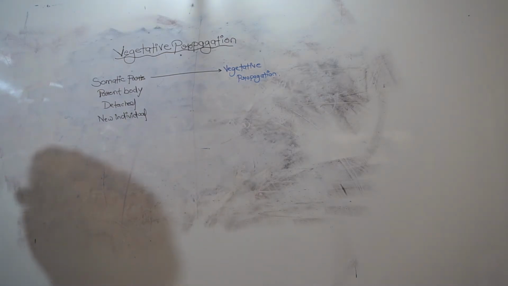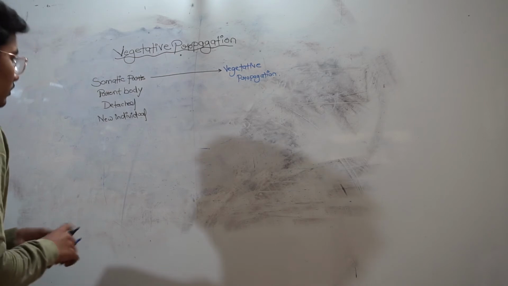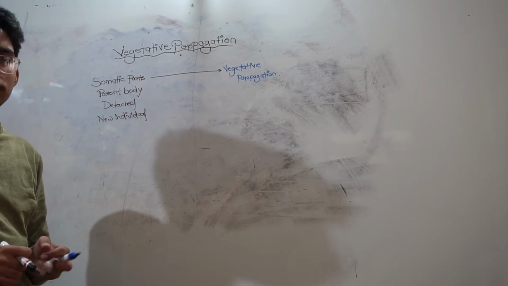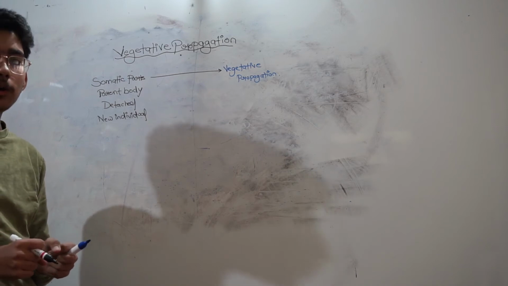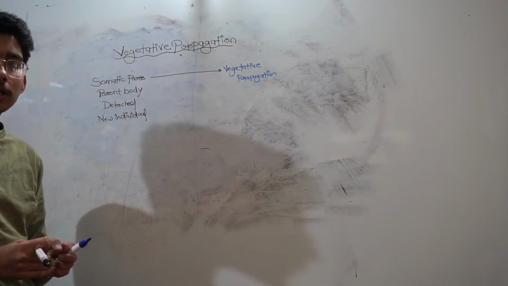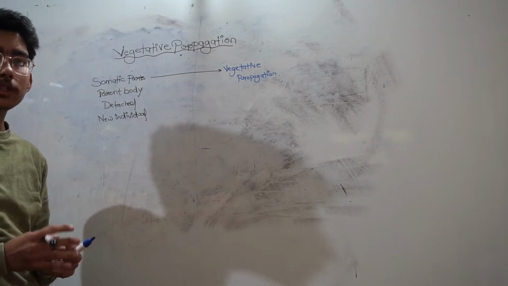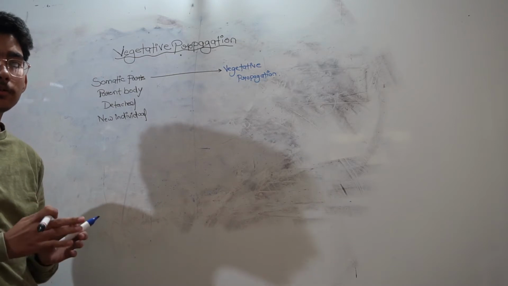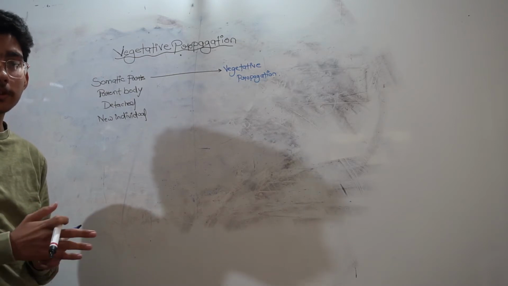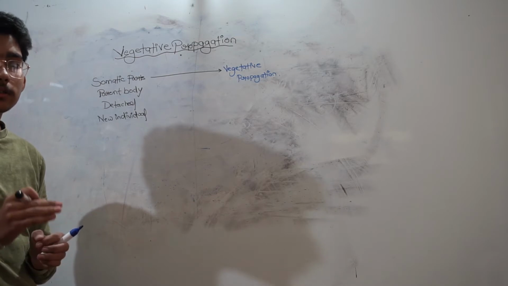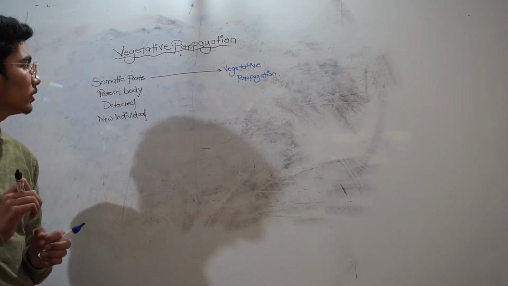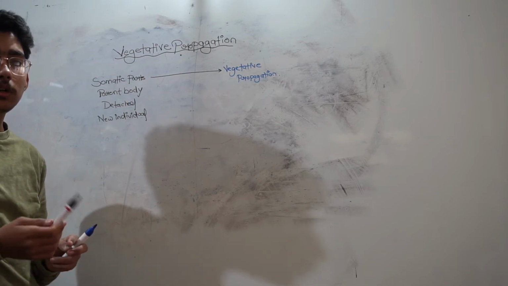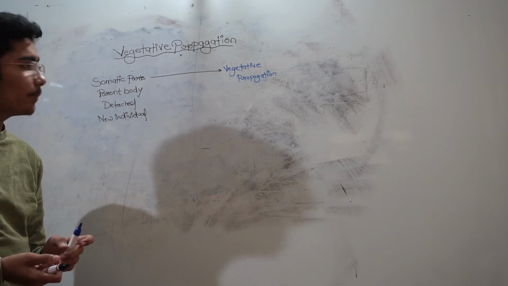Now, if we talk about buds, one thing is very interesting to understand here: how a plant can produce a new individual after detaching from itself. Any part which is detached from itself shows the formation of a new individual, a new total body.